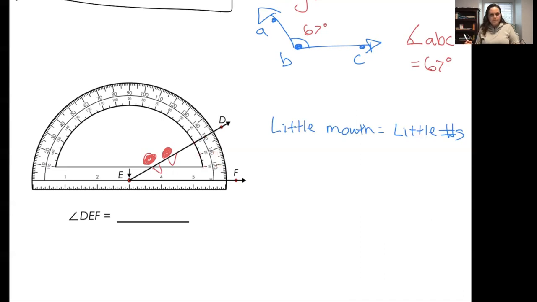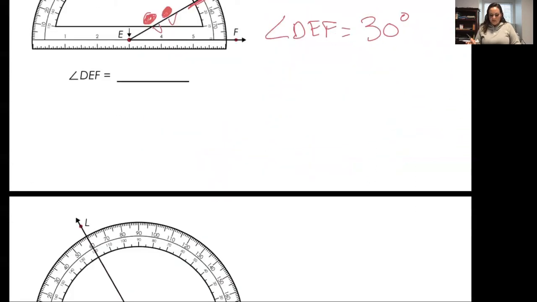What do you think? You're right. It's the inside numbers on this one. Those are my little numbers. That's the trick that I can use to help me know what my degrees are. So if I were going to write the measurement of angle, see we're doing our angle name, angle DEF, I would write that the measurement of that angle is 30 degrees because that line goes right through that number 30, okay?